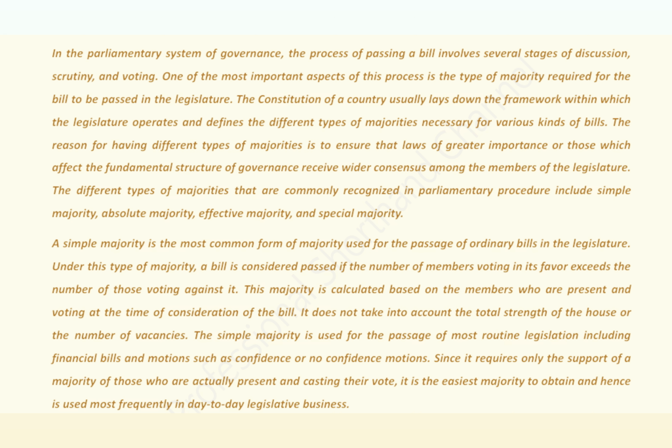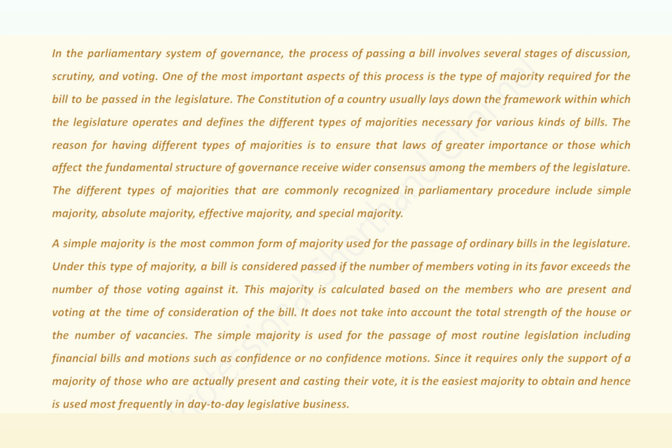The reason for having different types of majorities is to ensure that laws of greater importance or those which affect the fundamental structure of governance receive wider consensus among the members of the legislature. The different types of majorities that are commonly recognized in parliamentary procedure include simple majority, absolute majority, effective majority, and special majority.